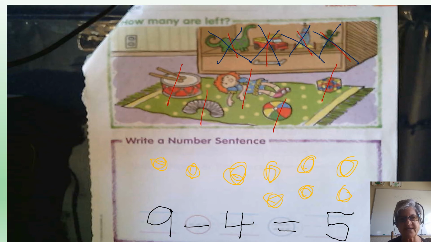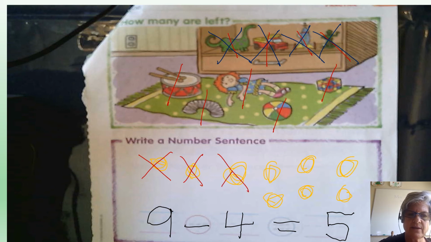Now, if you notice, it said take away 4. So you need to take a different color crayon and put an X on 4 of them. Let's begin. 1, 2, 3, 4. Can I have you do the same on yours, please? So you drew 9 circles, then you put an X on 4 of them. And you have, let's count, 1, 2, 3, 4, 5 left.